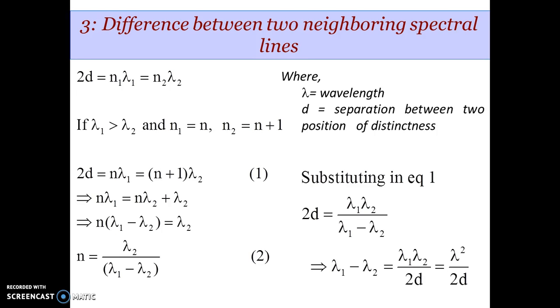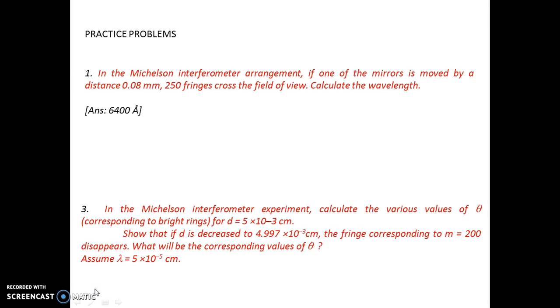Here, by using this particular formula, the difference of wavelength λ1 − λ2 is equal to λ² by 2d. The λ² is the average wavelength of sodium light. The d is the separation distance between two successive maximum intensities observed on the screen. So that will be the difference λ1 − λ2. So let us select a problem.